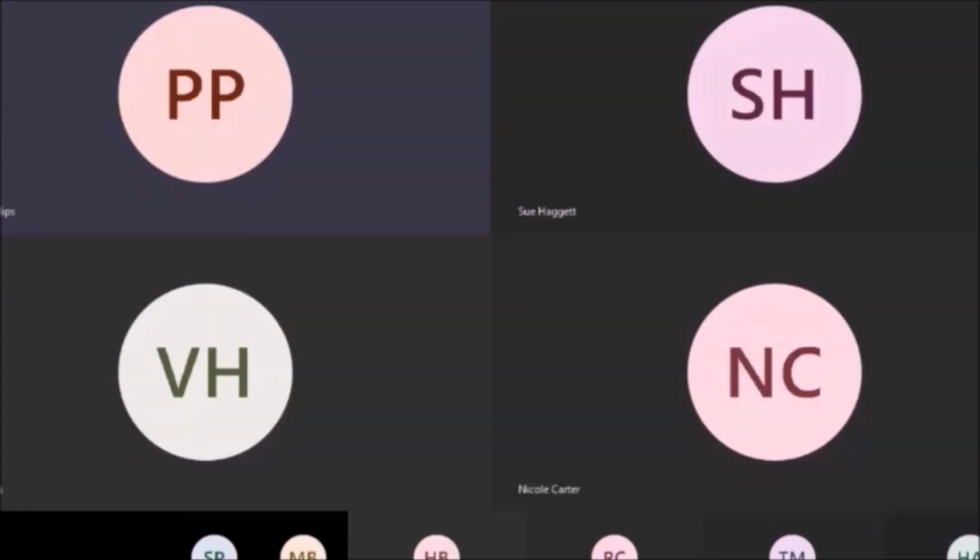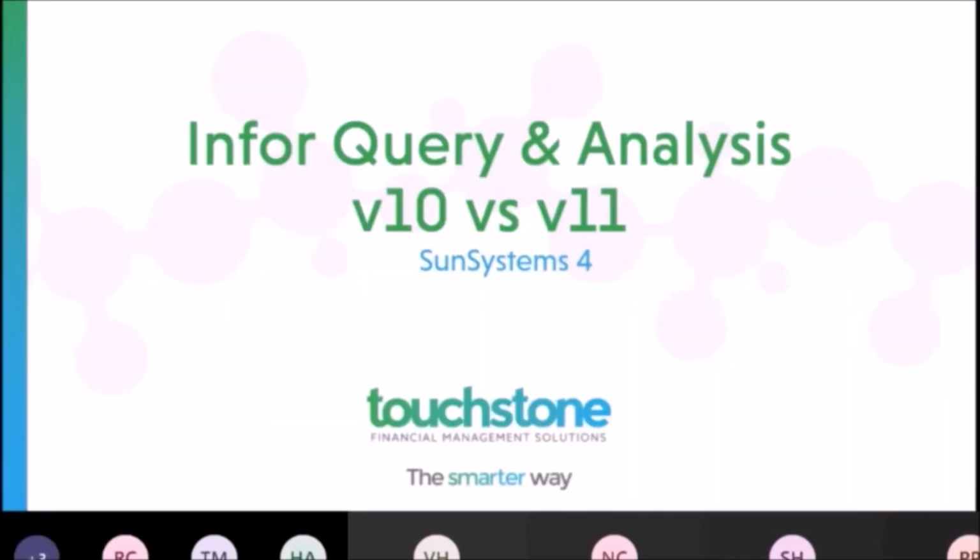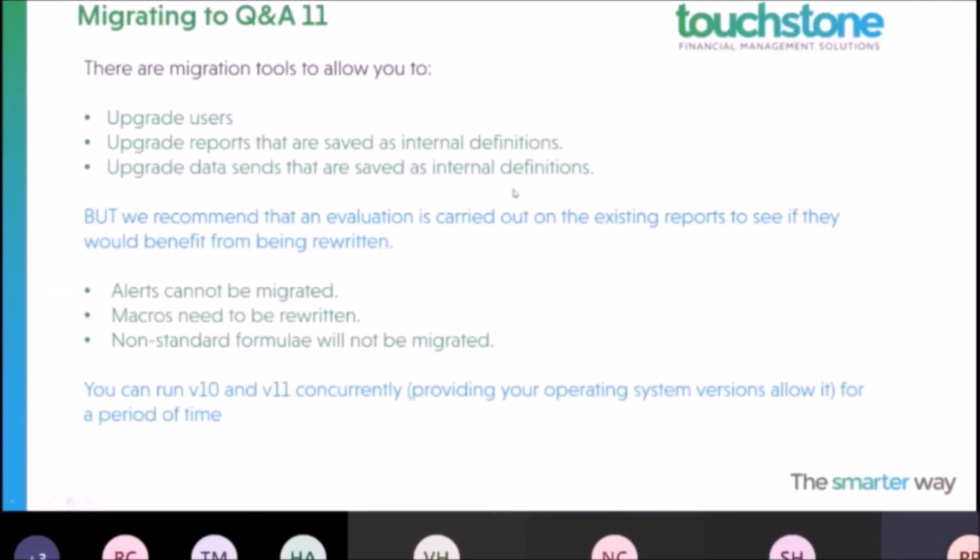Now what we're going to do is have a look back at our slides now that we've seen the product. When it comes to migrating, we have some tools that allow you to migrate your reports. Now there are quite a lot of caveats, just like there were on Q&A 10 if you upgraded from older versions or upgraded your products from Sun 4 to Sun 6, for example. So you can upgrade your users using the tools. You can upgrade any Q&A 10 reports that are saved as internal definitions. You can upgrade any data sends that are saved as internal definitions, assuming you're staying on the same version of Sun.